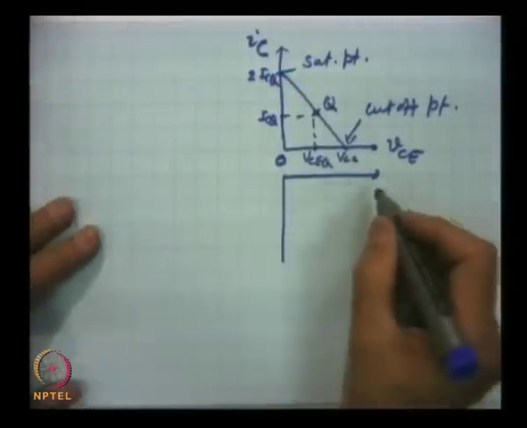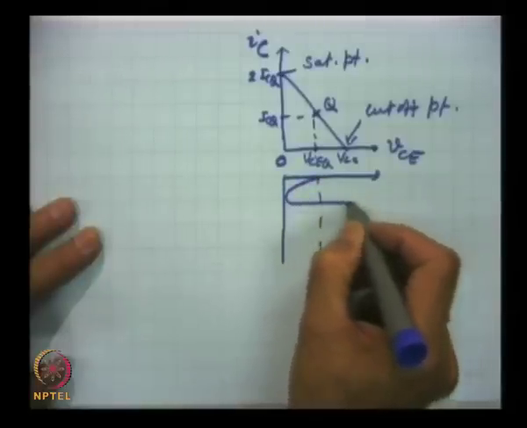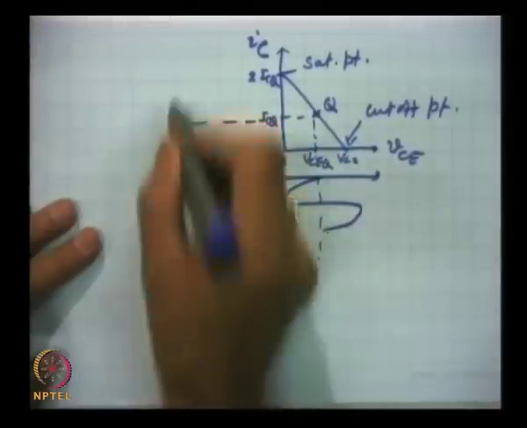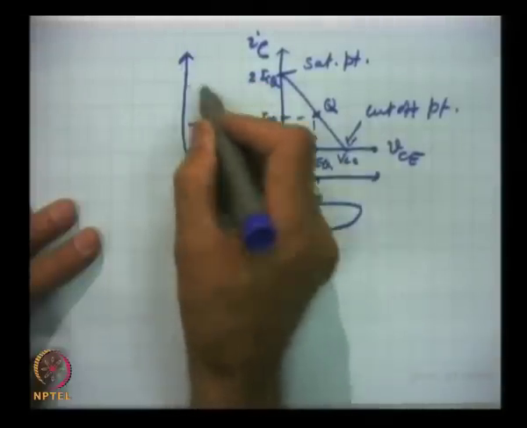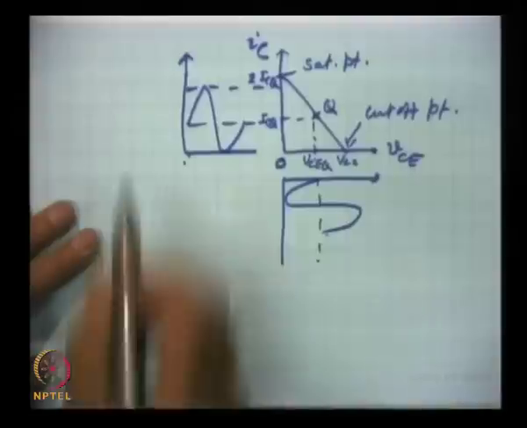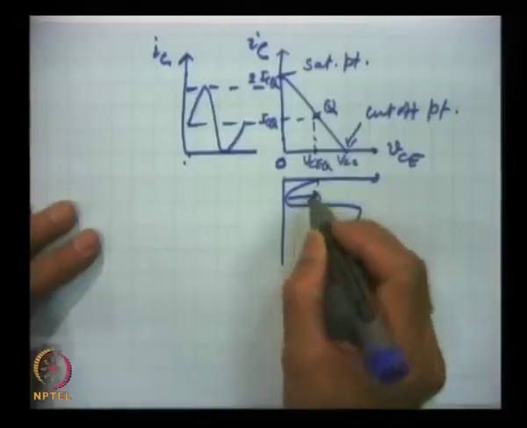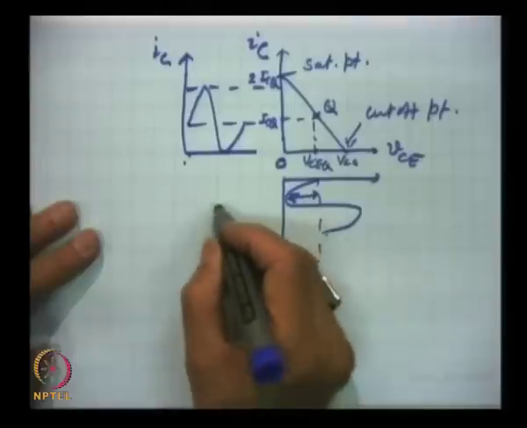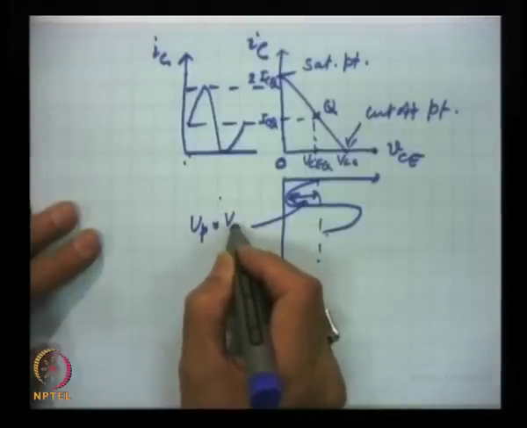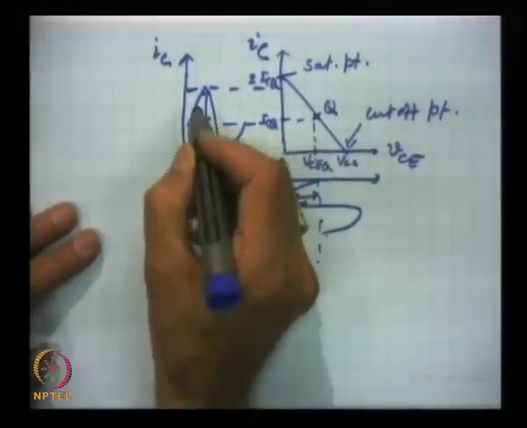And now here, similarly here, this will be the current IC. Now, this is the peak value of the voltage, VP, and this is equal to VCEQ. Similarly here, same. And here, this is the peak value of current.